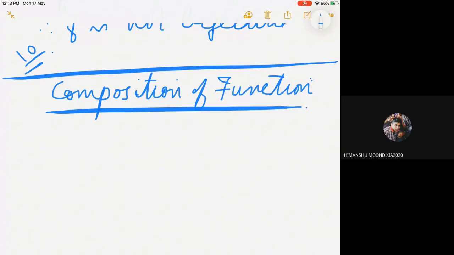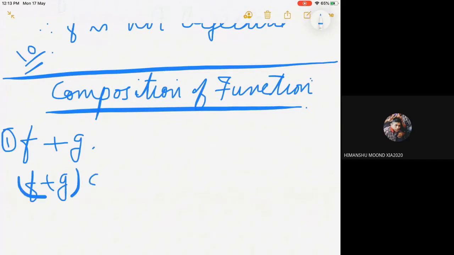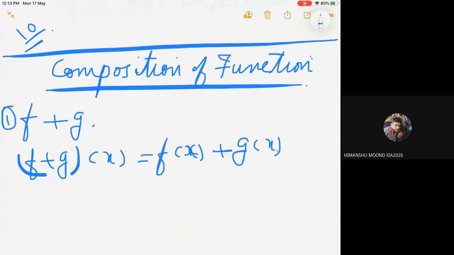So these are some of the operations on functions. Even last year it was deleted, but I tell you, children, suppose f and g are two functions. f plus g is another function which is defined by (f plus g)(x) equal to f(x) plus g(x). This is one of the operations.